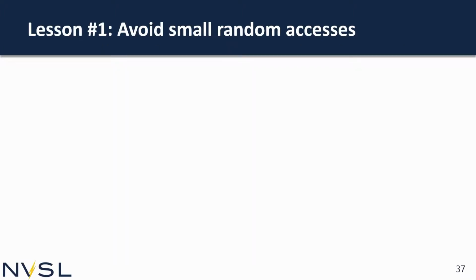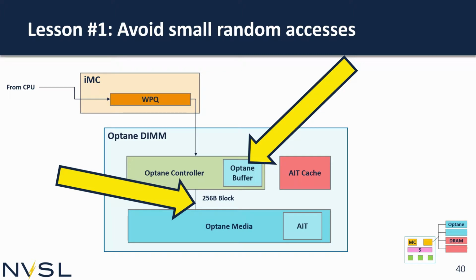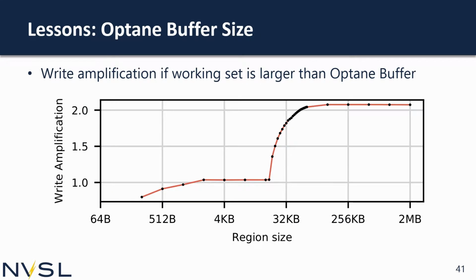Okay, so 1, avoid small random accesses. Well, we kind of understand why that's happening. And it really comes down to this 256 byte block. If you do accesses that are smaller than 256 bytes, they're going to grow to 256 bytes, and you're going to see less bandwidth. Now, exactly how these smaller writes are going to merge into the larger writes, right? This happens within the Optane buffer. And we were able to measure the size of the Optane buffer by looking at write amplification. There are counters within both the memory controller and the Optane DIMM, so we figured out that it's actually about 16K.